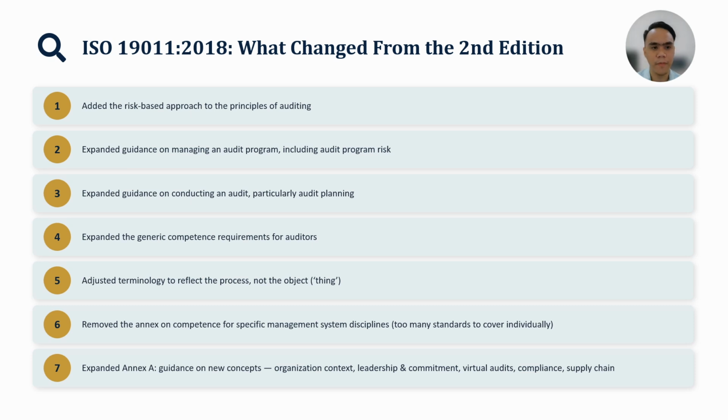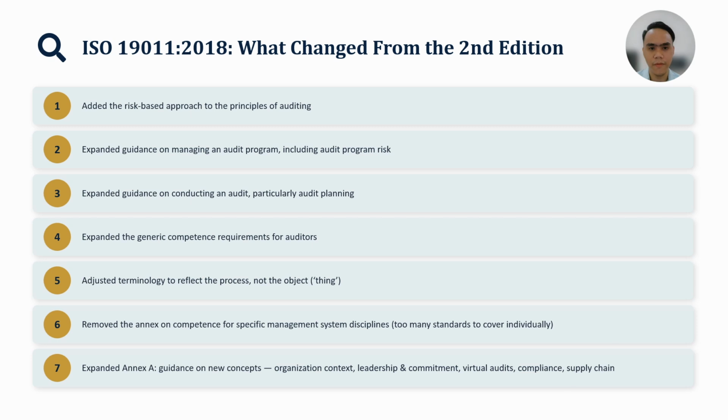One, the addition of a risk-based approach to the principles of auditing itself. Risk thinking is now baked into the philosophy of auditing, not just a technique applied within it. Two is the expansion of the guidance on managing an audit program, including audit program risk specifically. Three is the expansion of the guidance on conducting an audit, particularly in the section on audit planning. Four is the expansion of the generic competence required for auditors, raising the bar on what the auditor needs to know and demonstrate.